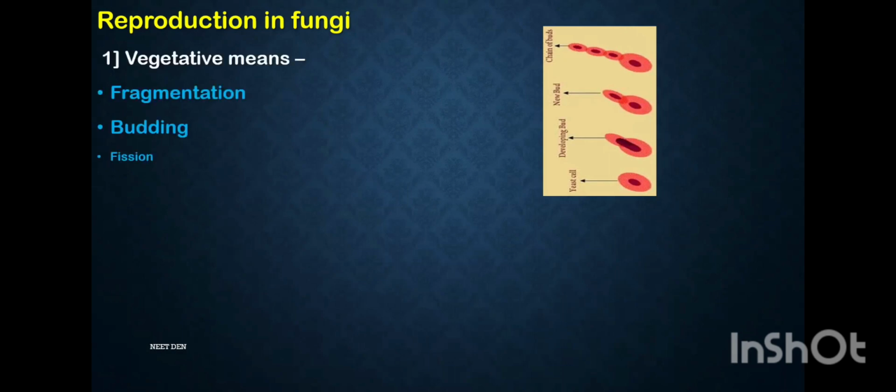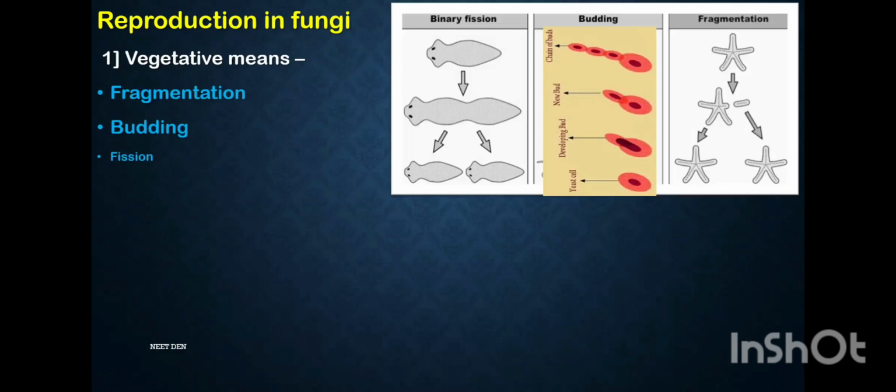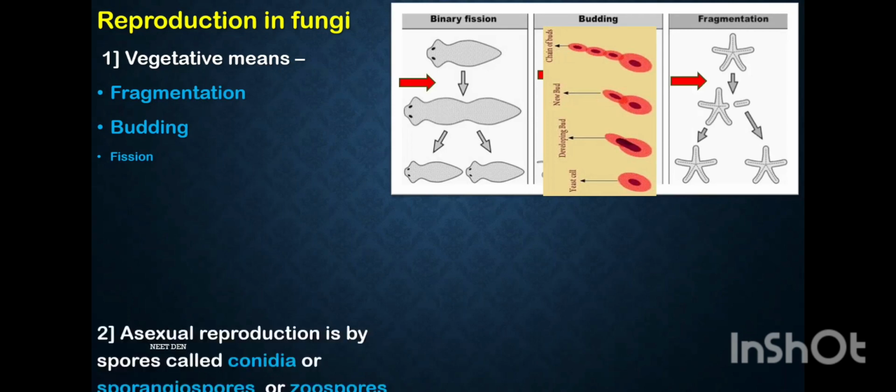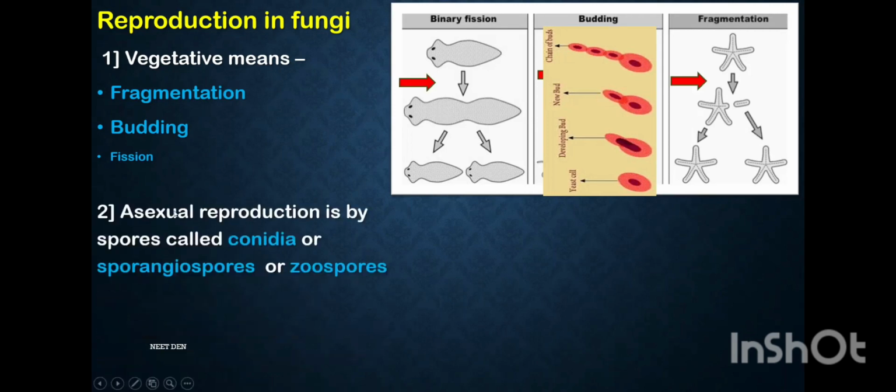So we know now that fungi reproduce asexually by vegetative means like fragmentation. Here a part of the fungus gets broken and then it grows and multiplies into a new fungus. Then by budding, a single cell buds out and this bud forms a new fungal cell. And also sometimes by binary fission, as it occurs in bacteria. Also, asexual reproduction can occur with the help of asexual spores.